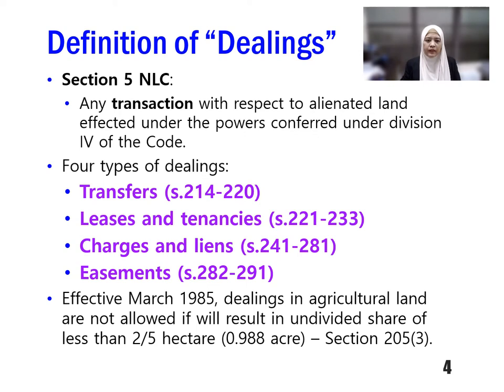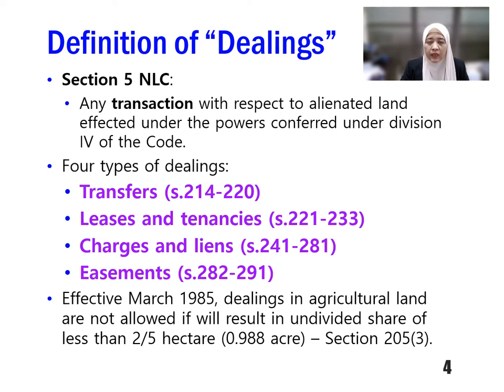Now, it is important for us to understand the definition of dealings before we proceed with the lecture. According to Section 5 of National Land Code, dealings are any transaction with respect to alienated land effected under the powers conferred under Division 4 of the Code. So what does that mean? When we say that dealings only concern alienated land, it means that dealings are only applicable to land with titles.